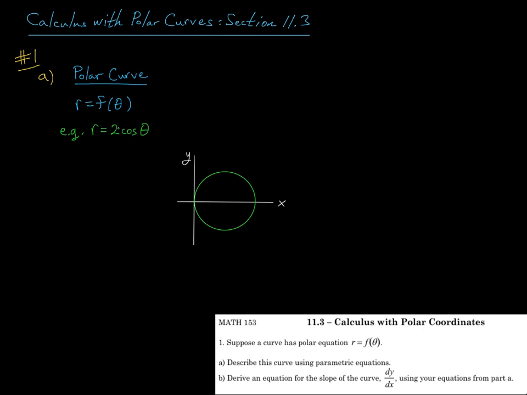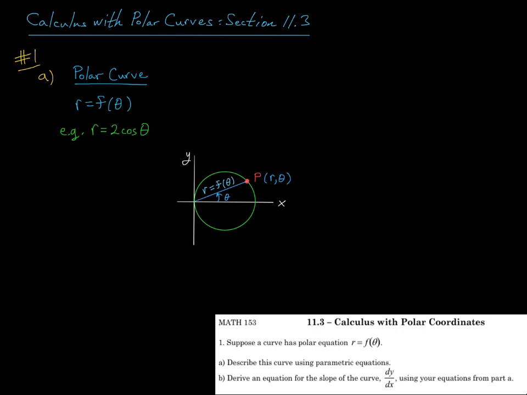Okay, and so to illustrate here, we'll consider this equation r equals 2 cosine theta. And as we saw in the last section, this describes the circle of radius 1 centered at the point (1, 0). Now part A says describe this curve using parametric equations. The idea here is that for any point P on our polar curve, if this rotation angle is theta, then this radial distance from the origin out to our point, r, is described by f of theta. So in the case of the circle here, if we rotate through this angle theta, then this corresponding point P on our circle is a distance of 2 cosine theta from the origin.